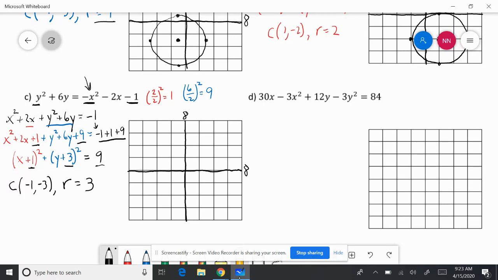When I plot the center of my circle, I go to the left 1 and I go down 3. 1, 2. So notice that it's similar to the one right above it because it has the same center. Radius is 3, so I'm going to go 3 in all directions. 1, 2, 3. And to the best of my ability, I am going to draw a circle.